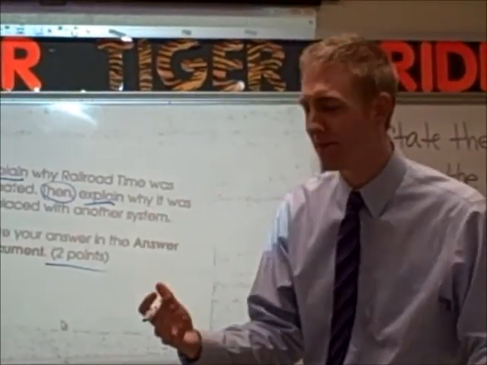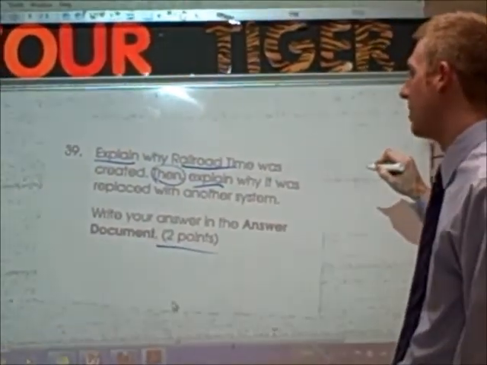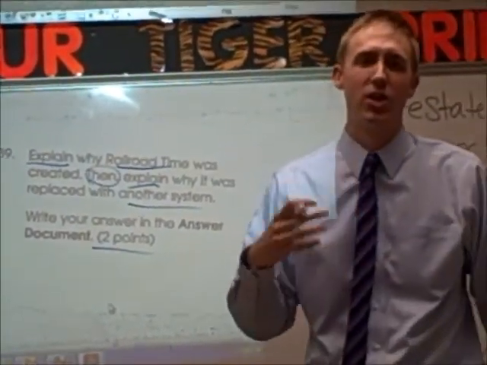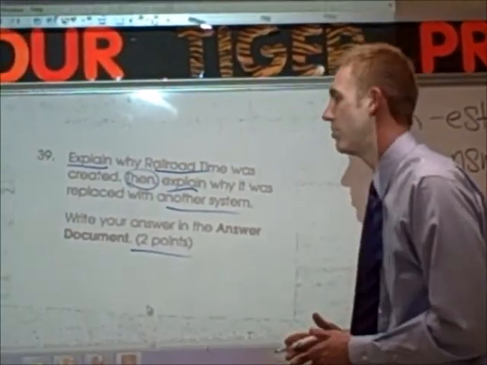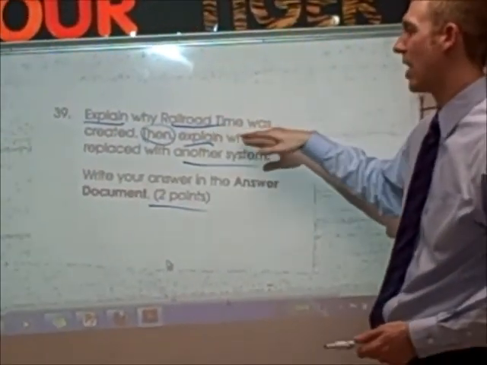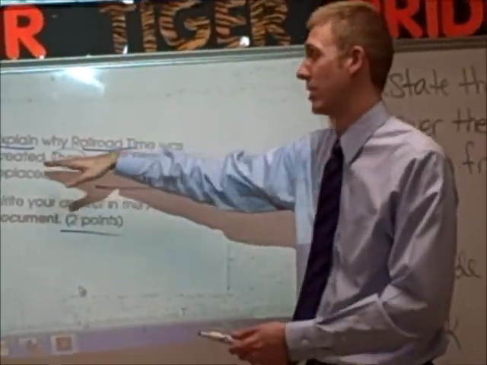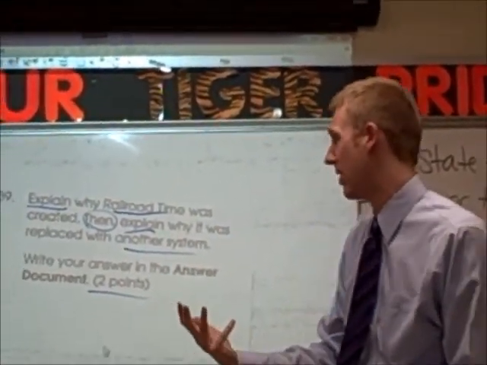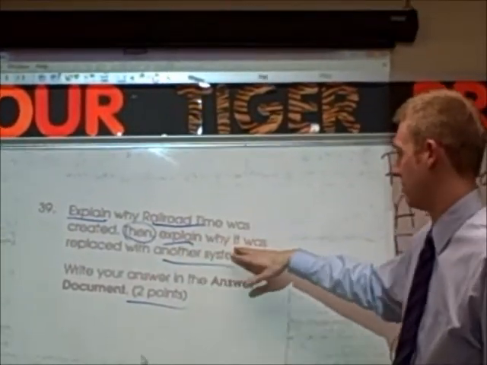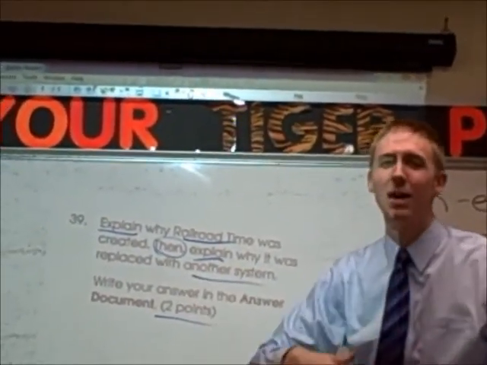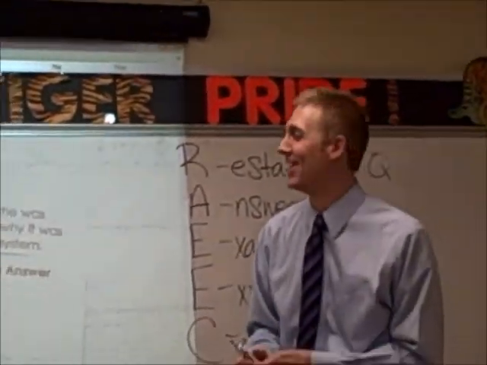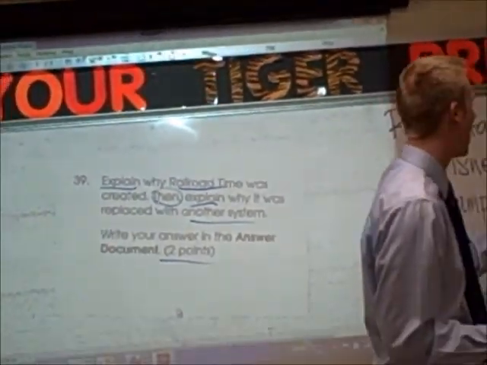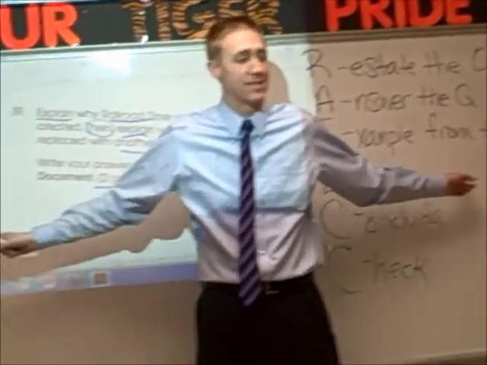I'm going to then look for some nouns. Railroad time. Another system. So when I go to restating and answering my question, these are some of the keywords that should be included. Railroad time was created because. When it comes to explaining why, because should be there. Then, it was replaced with another system because. And making sure to include key ideas from the text, just like we talked about in our acronyms of examples.